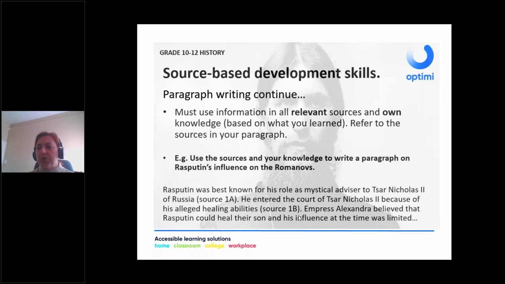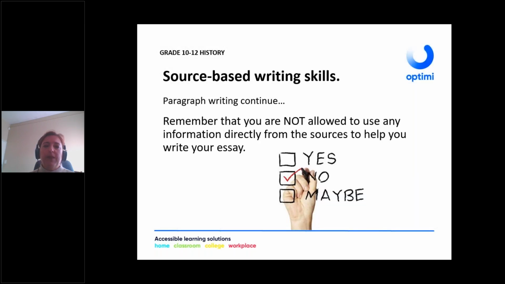You only elaborate on 1 or 2 things. And although it is 15 lines, you're still going to get a mark in a level 1 content in the rubric. So please make sure that you use various facts, you use the various sources, and you put in your own information as well in the paragraph.